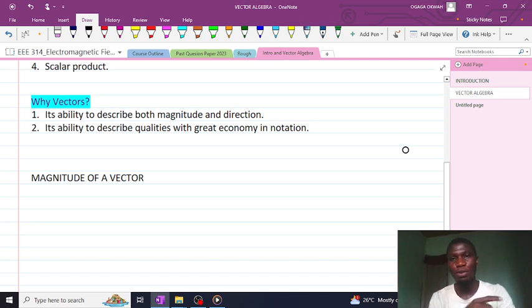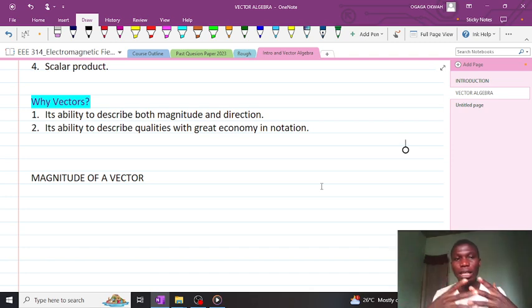If you watched the previous video, the introduction to electromagnetic field theory, we said electromagnetic field theory is the description of how particles interact with electromagnetic forces, electrically charged particles. These electrically charged particles have magnitude and they have direction, and that's the vector. That is the reason why we have to study vectors.